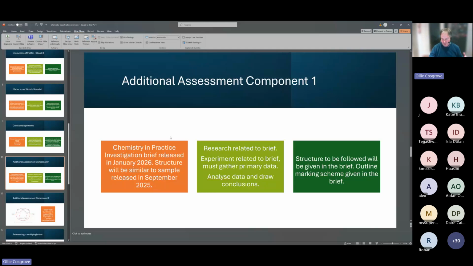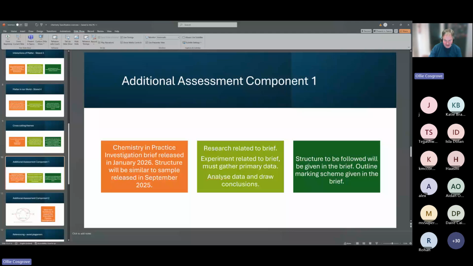they actually give you a template for the headings that you have to use. They actually give you a page where it tells you how the marks are going to be allocated. So there's an awful lot of information in the brief itself. And just to get a head start, I definitely would read the sample one that was released in September 2025.